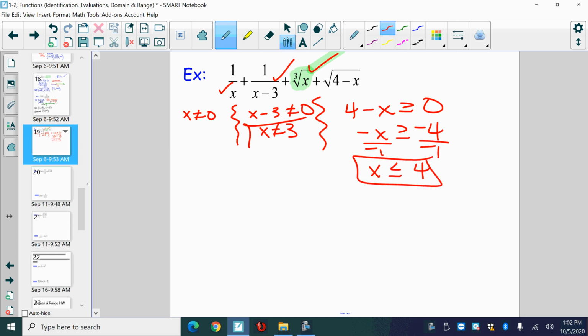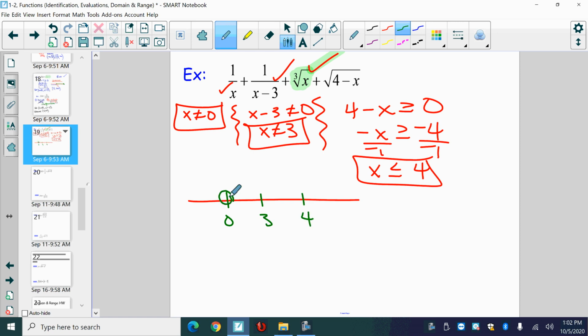So these are my 3 domain restrictions. If I put them all on a number line, I have 0, 3, 4. At 0, it is open. At 3, it is open. At 4, it is closed because it can be 4, and it says x is less than or equal to. So I'm going to shade all the way down, skipping over 3, skipping over 0, and all the way down to the end of the line.